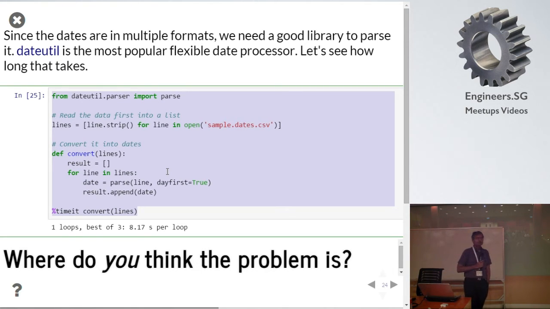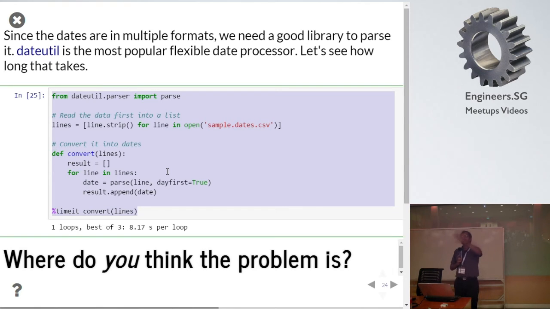Strip, okay. Append, parse. Yeah, those are probably the three candidates anyway, right? Okay, how many votes for strip? A few, okay, that's a reasonable number. How many votes for append? Okay, that's a slightly smaller number. How many votes for parse?